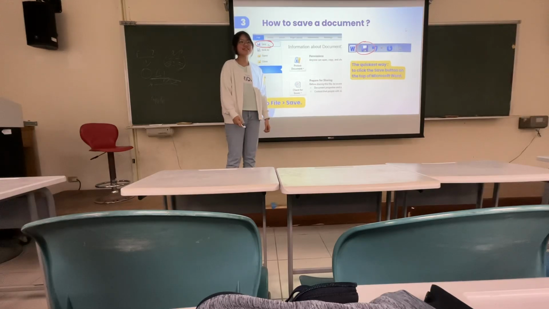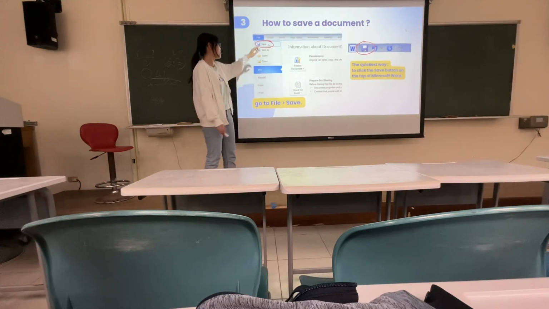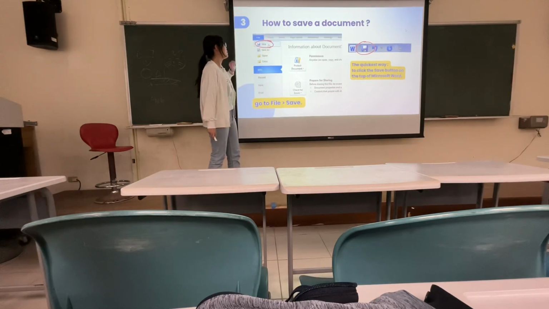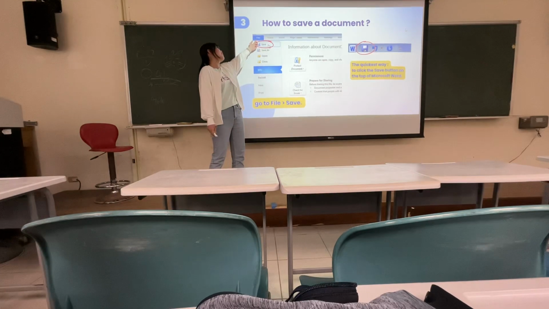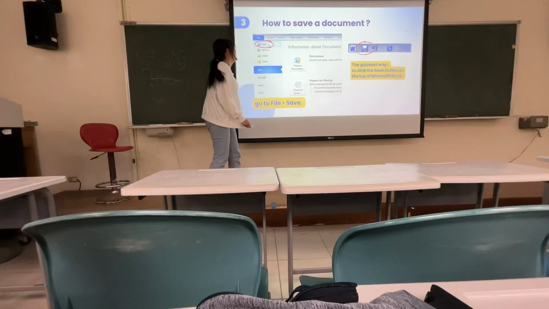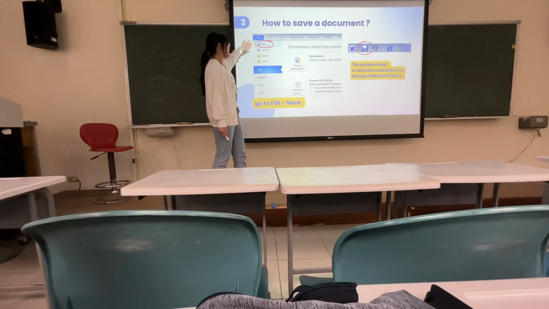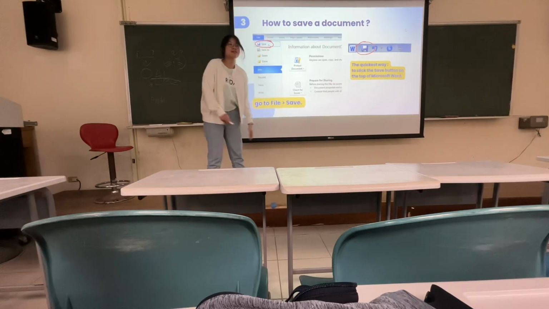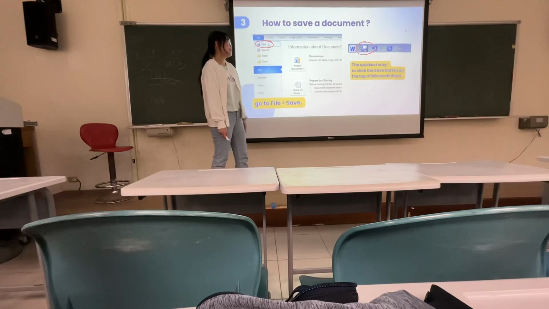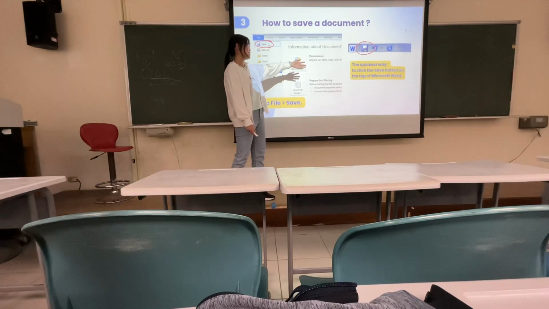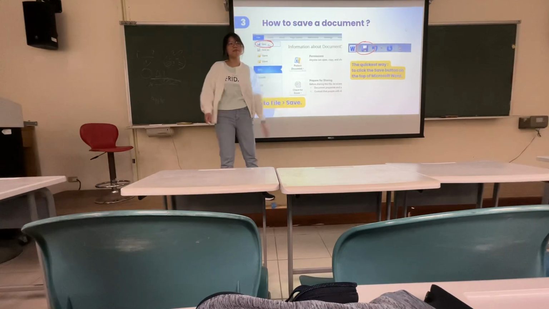On the top. On the top, yes, on the top there are a lot of tabs. To find how to save, you can click on the File tab. So now you go to File and press Save, and your file will be saved. Or another quickest way is to find the Save button on top of Microsoft Word.